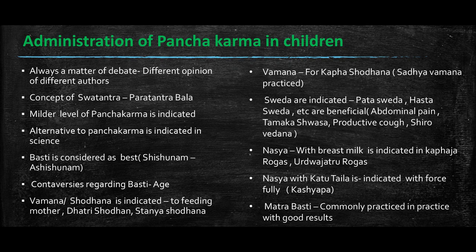He divides the kids into two types: one is Swatantra Bala, another one is Paratantra Bala. So, what is Paratantra Bala? One who depends upon others for food, for daily activities, for care and security. Those kids are considered Paratantra Bala. And one who can walk independently, who feeds himself, who is not completely dependent on the parents for everything, and can do his daily routine activities, is called Swatantra Bala. Chakrapani very clearly says that in Swatantra Bala, definitely panchakarma procedures can be administered. In Paratantra Bala, if you want to administer, it has to be cautiously administered and it has to be mrudutvam, that is, a less severe, less vigorous form of panchakarma procedure should be administered.